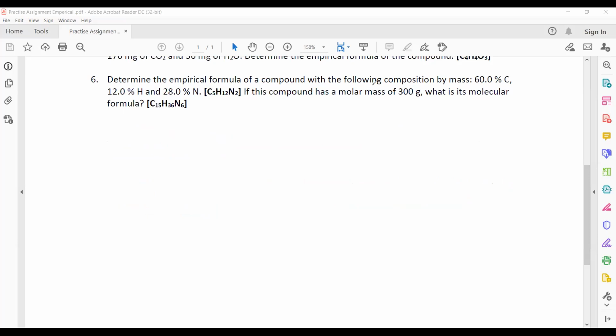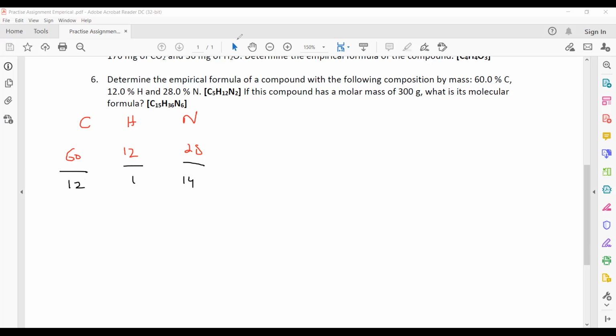Determine the empirical formula of a compound which is having 60% carbon, 12% hydrogen, and 28% nitrogen. So first we have to determine the empirical formula. We have carbon, hydrogen, and nitrogen. It is having 60% carbon, 12% hydrogen, and 28% nitrogen. The first step, we divide by atomic mass. The carbon atomic mass is 12, hydrogen atomic mass is 1, nitrogen atomic mass is 14.